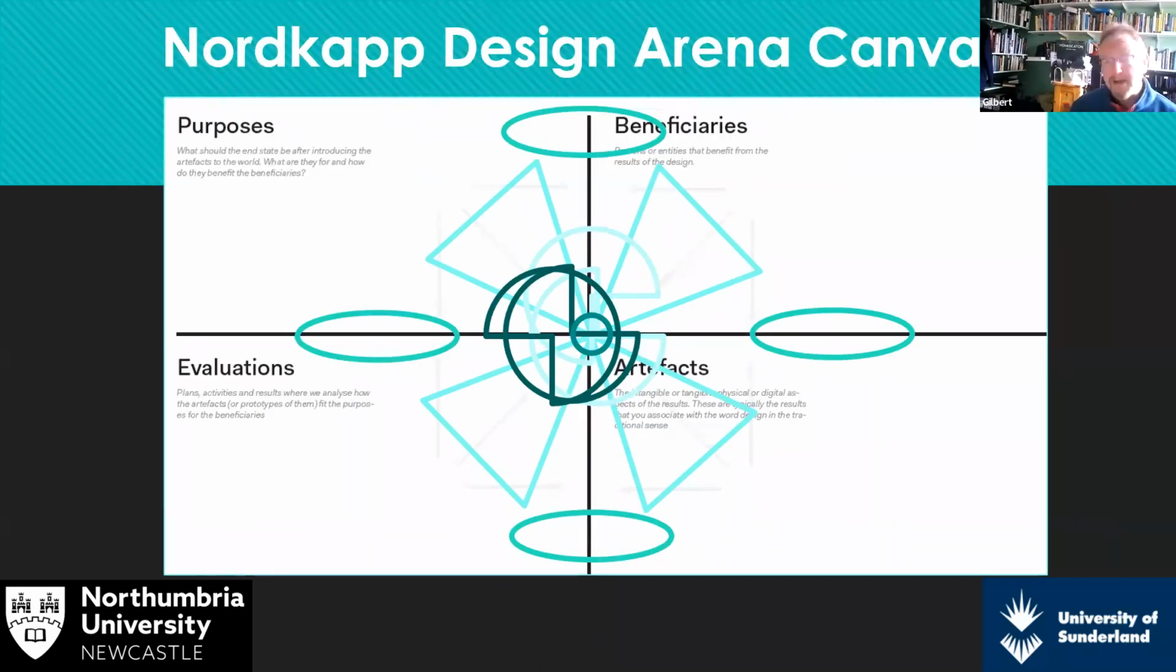Sort out ideas onto NordCap's Design Arena canvas. They don't land in the four squares. They overlap in the boundaries because they're concourses that can span two arenas, three arenas, four arenas. So the ellipses and bow ties are two arenas, the circle is four arenas, and the sort of Pac-Man shapes are three arenas. And this is from Jane Dark's work on architecture.